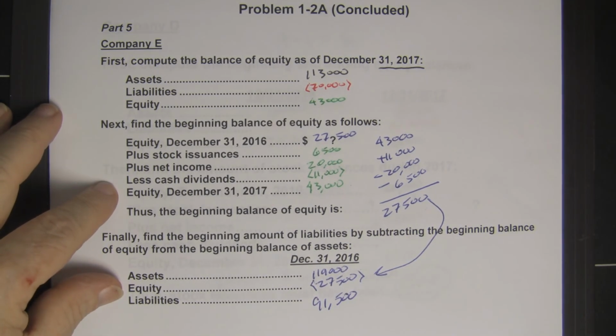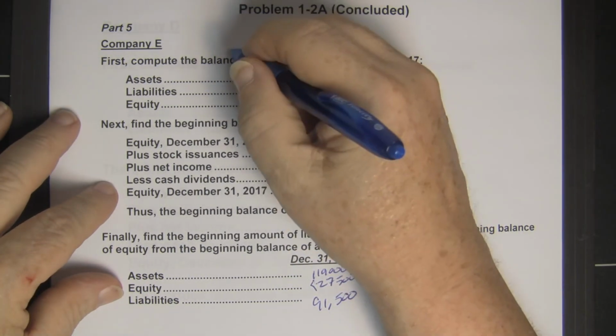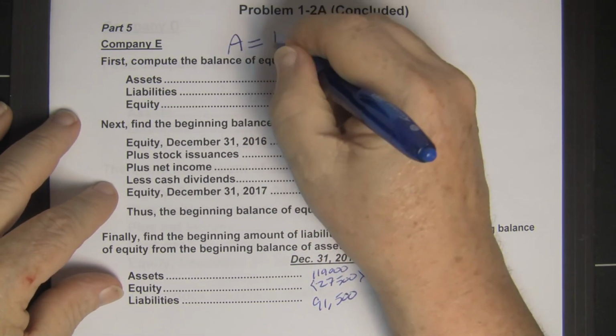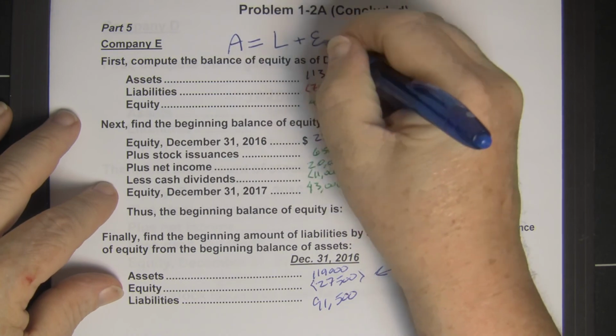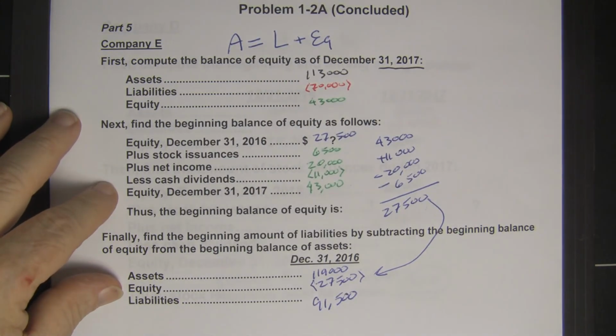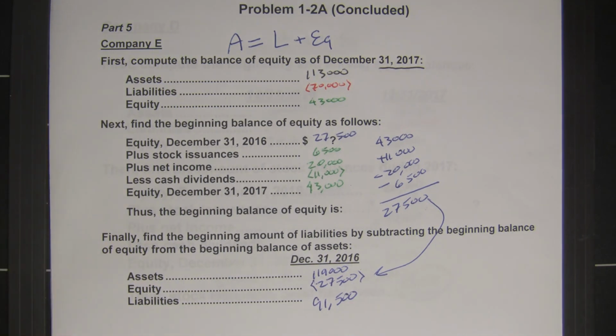I know this was a long problem. I know it took a while. But the whole thing is that I need to make sure that you have that formula tattooed firmly on the inside of your brain. That's the key to accounting, and we'll be using it for the rest of the semester, all 5 weeks. Okay.